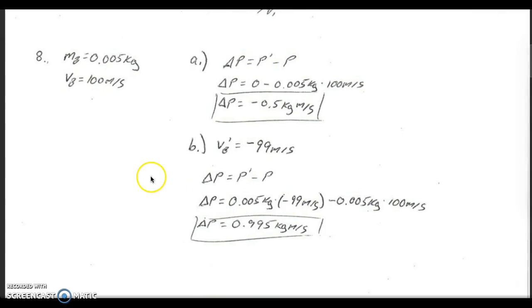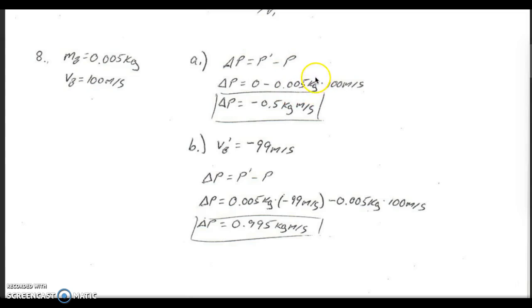Number 8, a 0.005 kilogram bullet is fired with a velocity of 100 meters per second toward a wall. So that's the initial speed of the bullet. Part A, what is the change in momentum of the bullet if it gets stuck in the wall? So we're looking for delta P, the change in momentum, and that's just equal to the final momentum minus the initial momentum. Well, the final momentum is 0 because it's stuck in a wall. It's just nothing. It's not moving at all.